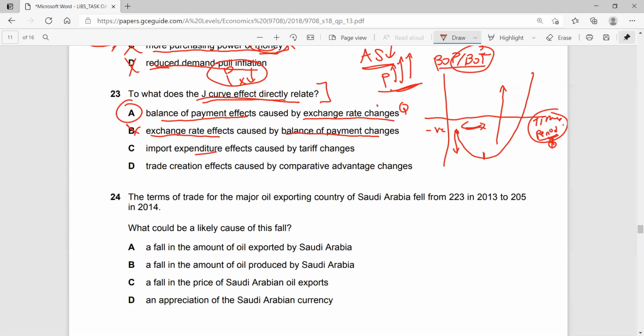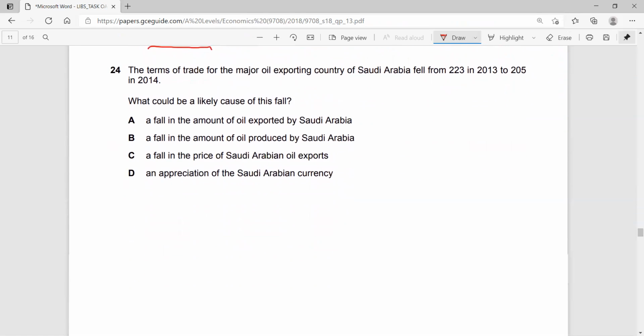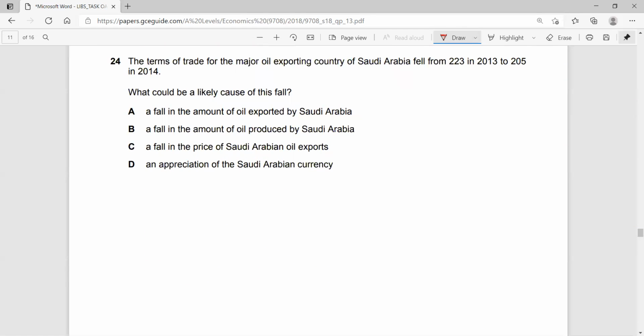Import expenditure effects caused by tariffs. Where on earth did tariffs come from? There's no mention of trade, comparative advantage and trade creation from that, so you can cross those out as well.